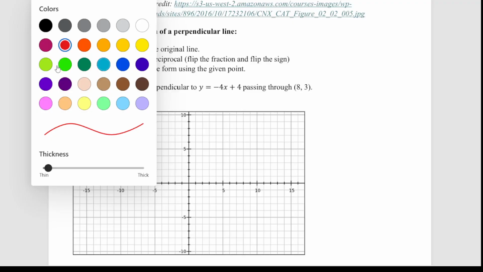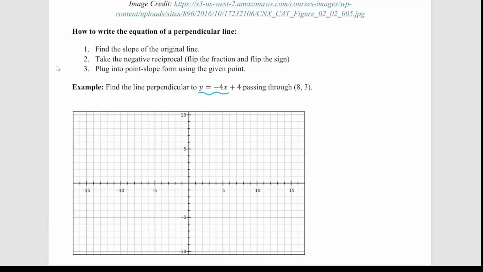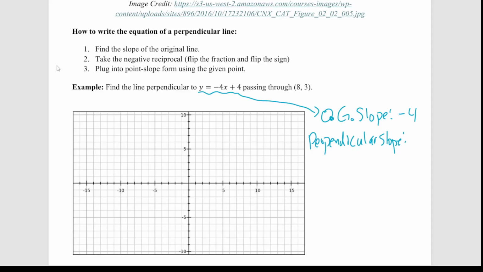So here on this equation, on the original line, the original slope was -4. So your perpendicular slope is that you have to flip the fraction. So right now it's 4/1. You've got to put down 1/4 and flip the sign. Right now it's negative, now it's going to be positive. So that's called the opposite reciprocal. The reciprocal part comes from flipping the fraction, the opposite part from flipping the sign.